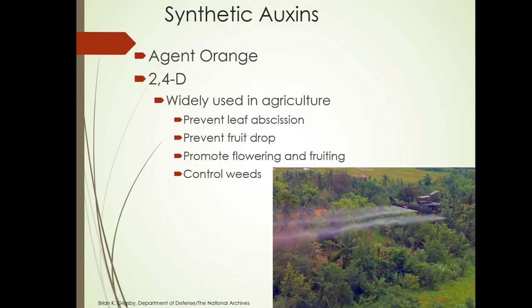Okay, other ways synthetic auxins have been used. First of all, Agent Orange is 2,4,5-T. And here's a picture of them spraying Agent Orange in Vietnam. 2,4-D is one that we find a lot in weed and feed. It is related to Agent Orange. It's not quite as toxic, but it's certainly not low toxicity. What it does is it prevents leaf abscission, prevents fruit drop, promotes fruiting and flowering, and controls weeds.